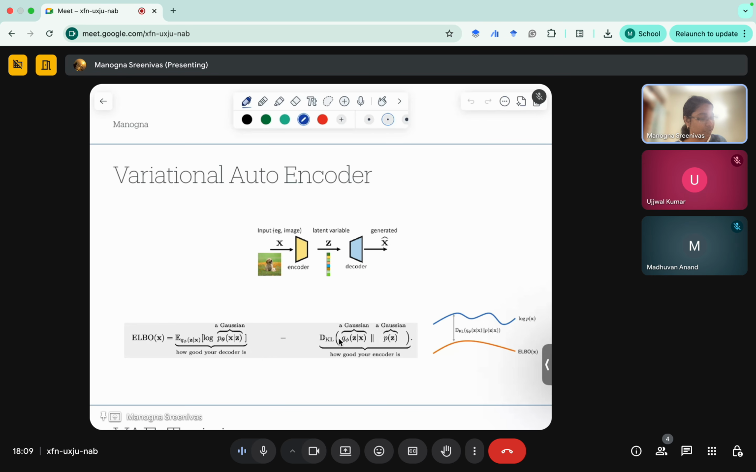The objective with which it was trained is the ELBO objective, where this is the data likelihood, a measure of how good your decoder is, like how well the generated image can represent the real images. So this likelihood part measures how good the decoder is. And then the other is the prior matching term, which measures how good the encoder is.